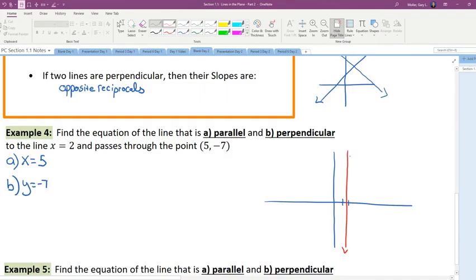So there's the line we want to be parallel to, but I want to draw it parallel to this line through the point 5, -7. So I'm just going to estimate 5, -7 sitting down here someplace.